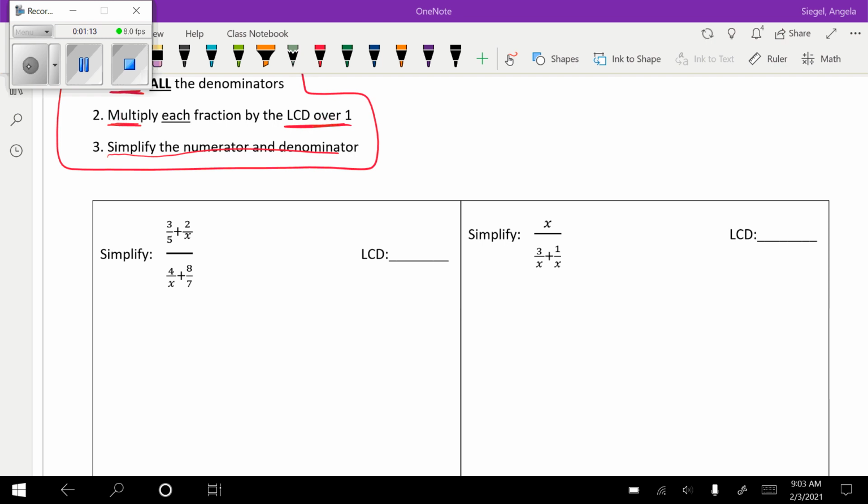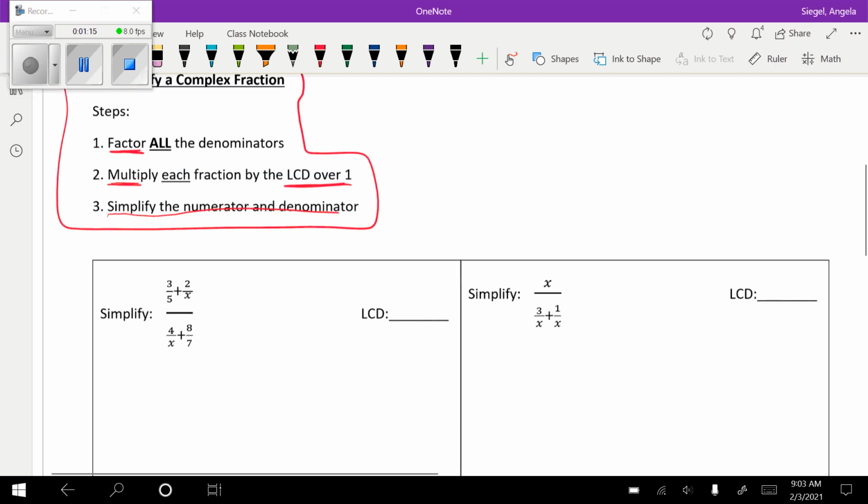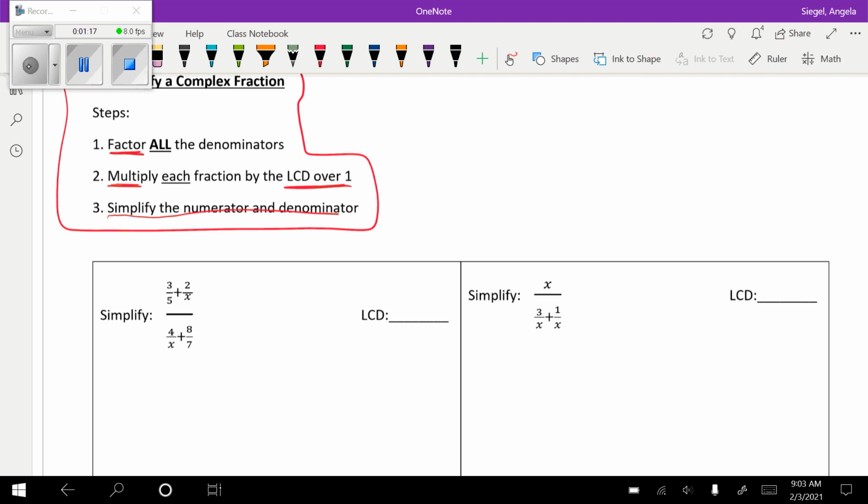Okay, so let's see how this works. The first thing, we are going to find the LCD and multiply by everything. When I'm talking about the LCD, I'm looking at the 5, the X, and the 7. So what is the LCD of everything? Okay, let's see. We have a 5 and a 7 and an X that we need to account for. So our LCD is 35X.